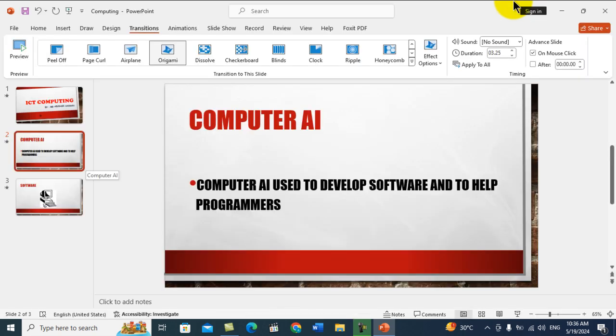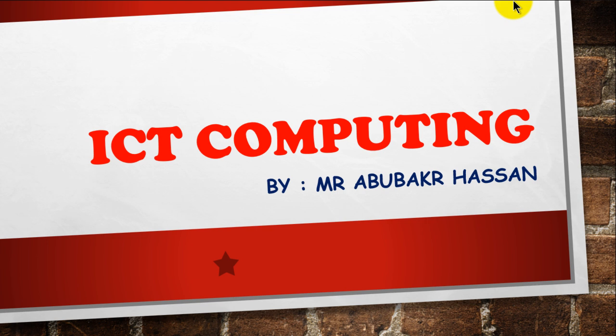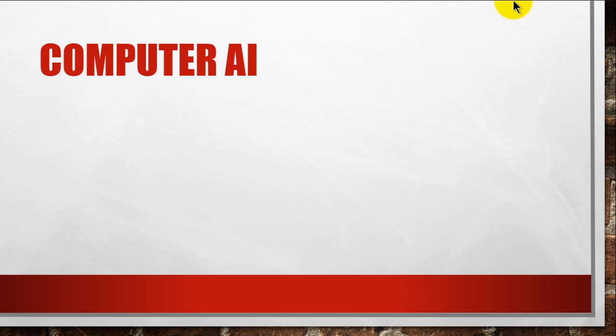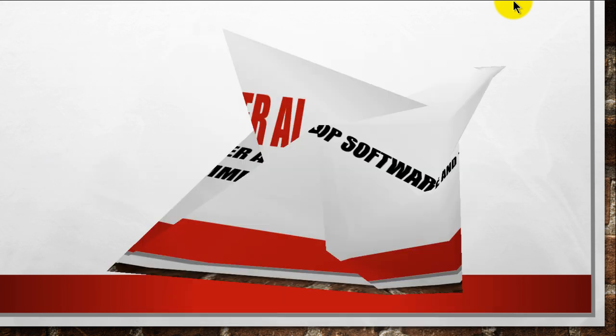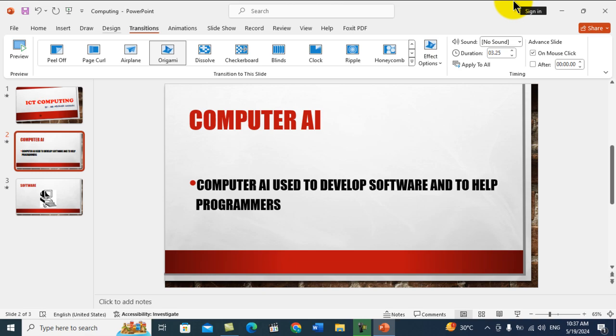Now press F5 to start your slideshow. This is the first slide. Now click. Now this one. Now to move to the next one, you see all the slides now they have the same transition. Now click to end. Now return back to PowerPoint.